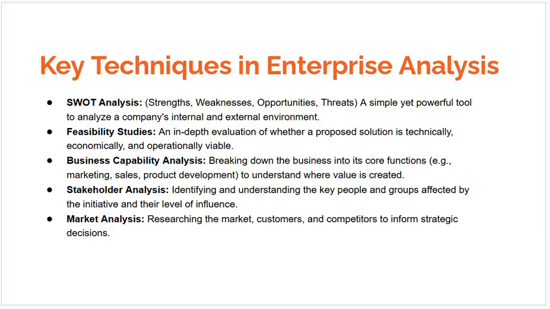Strength and weakness are the internal things. What are the strengths of your organization or your current projects? What works effectively, where that project lacks, what functionality is not there, so that we consider in the weakness. And opportunity and threat are the external factors: what opportunities we have in the market, and what are the areas where we are not capable. Those are the threats we have. So we do that analysis and identify such factors. It is a simple yet powerful tool to analyze the company's internal and external environment.